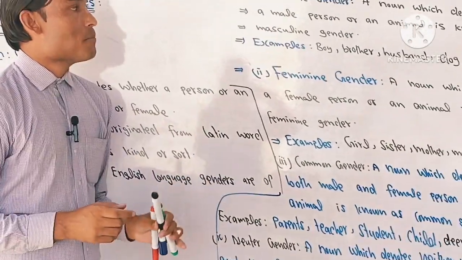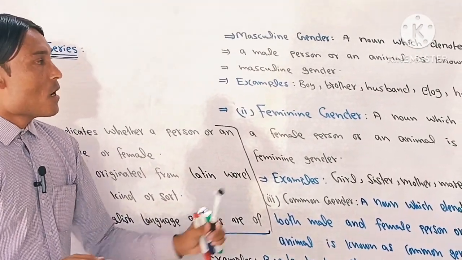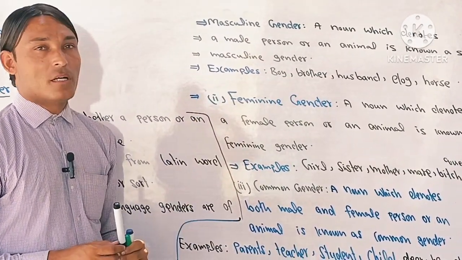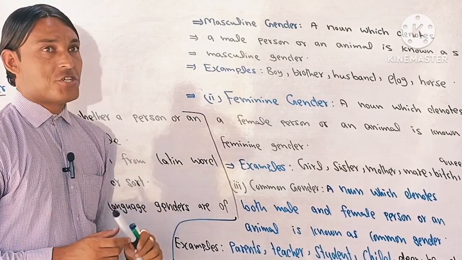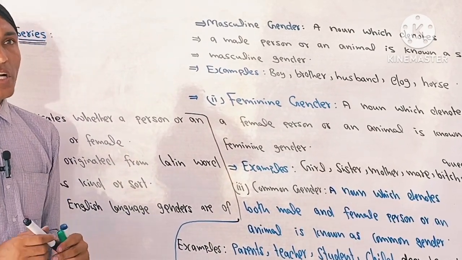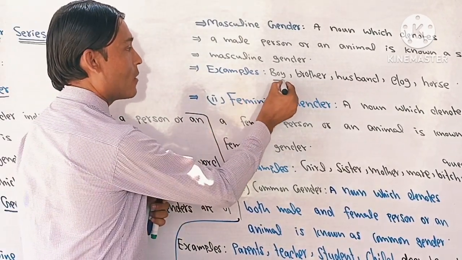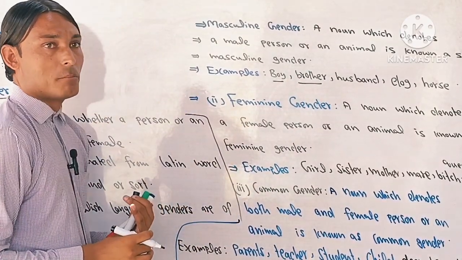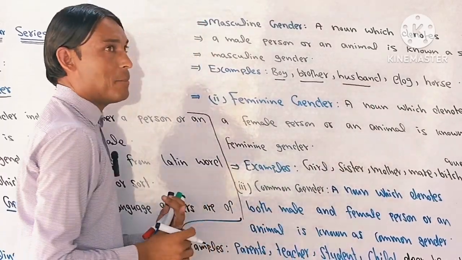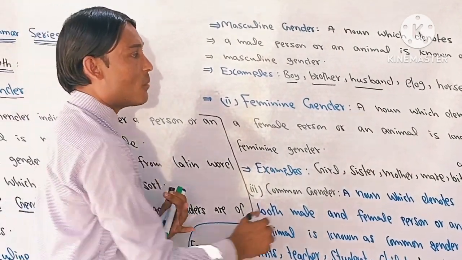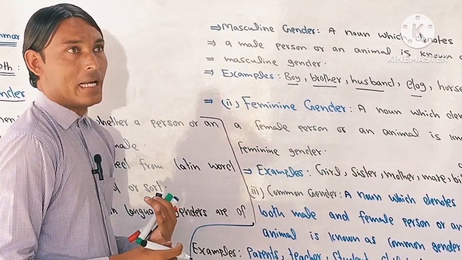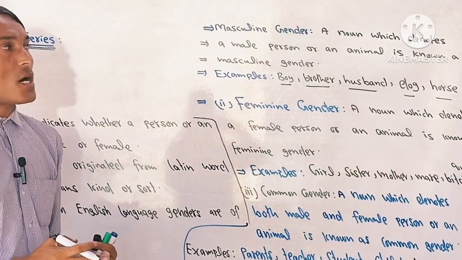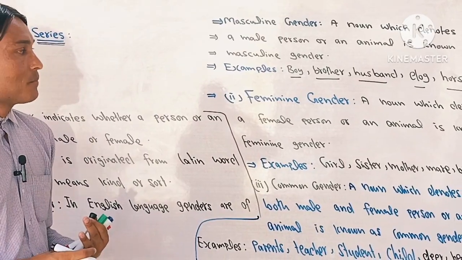The first one is masculine gender. A noun which denotes a male person or an animal is known as masculine gender. Look at these examples. Boy. So boy is what? Male. Brother is what? Male person. Husband is what? Male person. And if we talk about dog, so dog is a male animal. Horse is a male animal. These all nouns are called masculine gender.